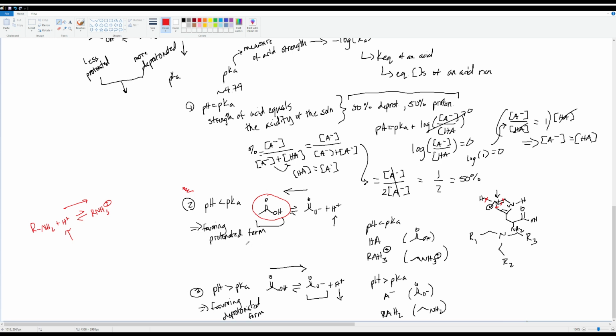And then for question 9, when pH is greater than the pKa, doesn't matter acid or base, we're decreasing the amount of H+, so we're going to favor the deprotonated form.